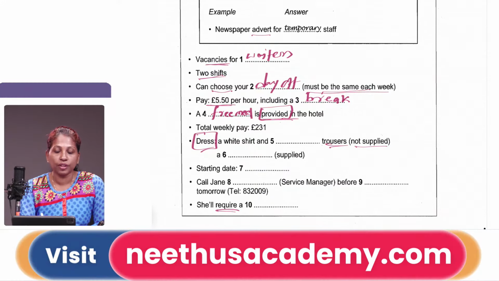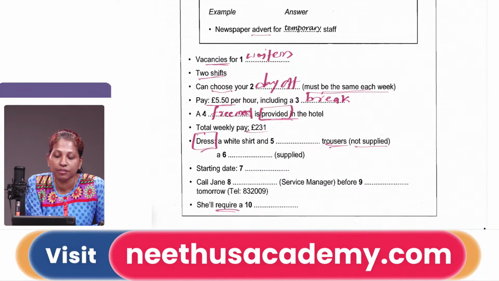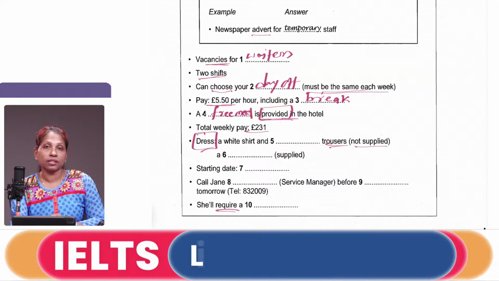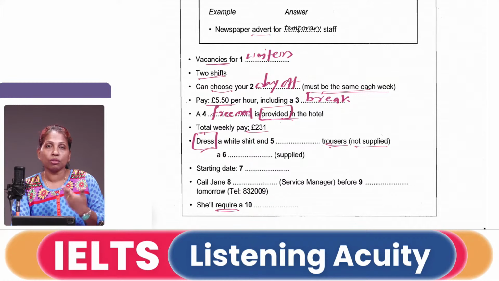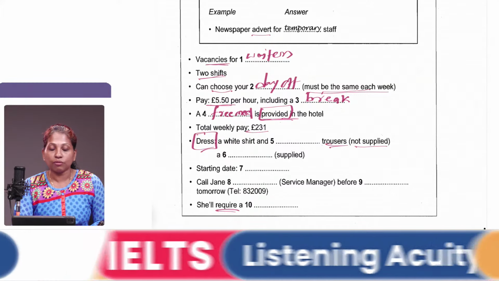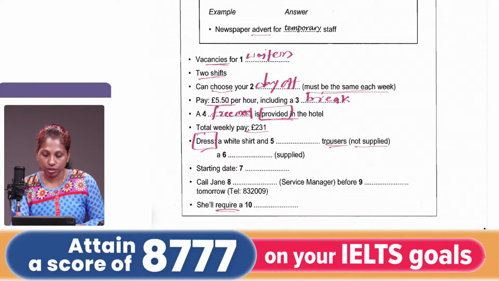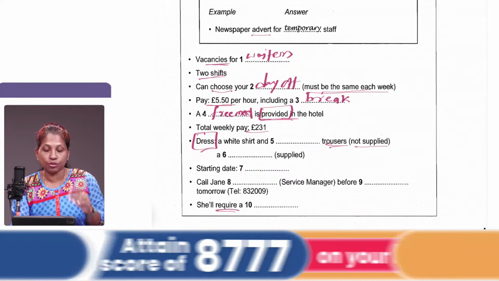Next one is note 5, wherein they have given total weekly pay. They have given an amount, £231. That is already mentioned. Then we'll come to the dress, the outfit or the uniform or the costume which they wear. What is it? White shirt is already given. Then we're looking for the trousers, most probably the color of the trousers, because the color of the shirt is given to you.